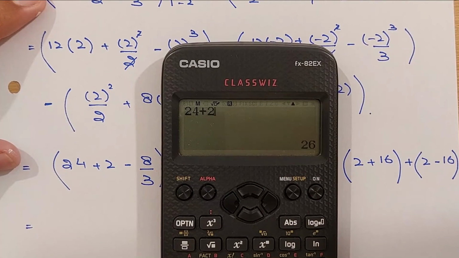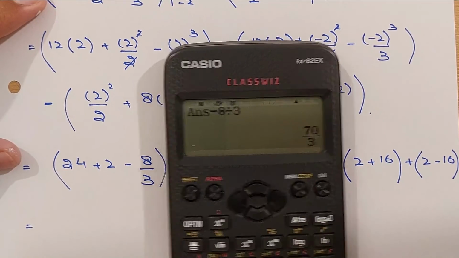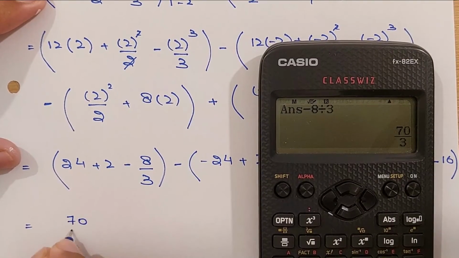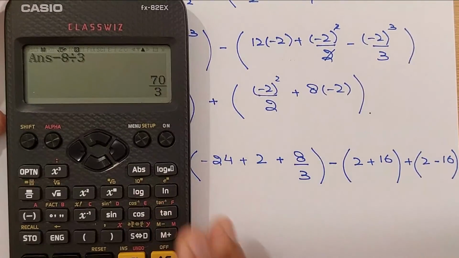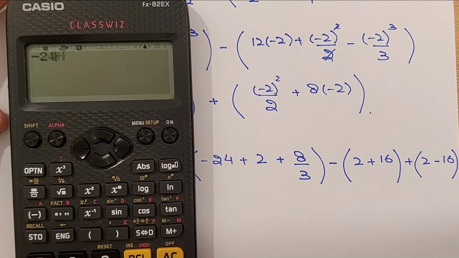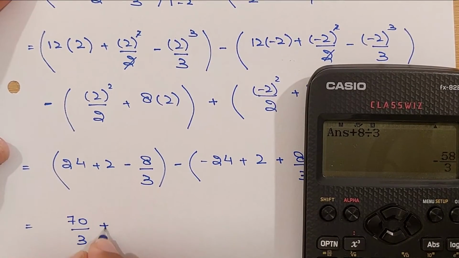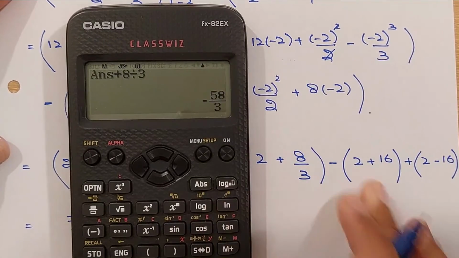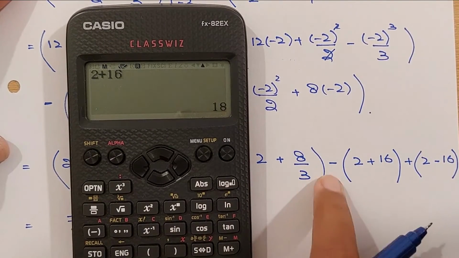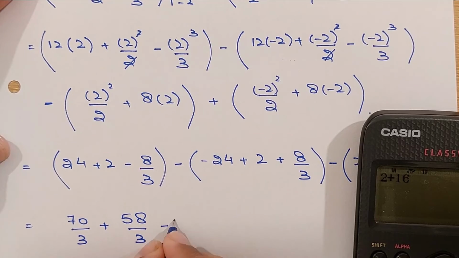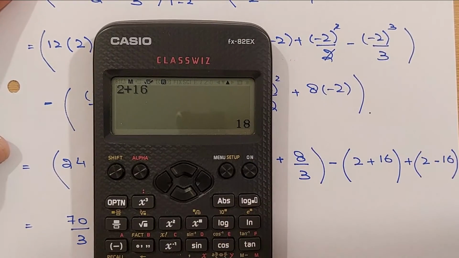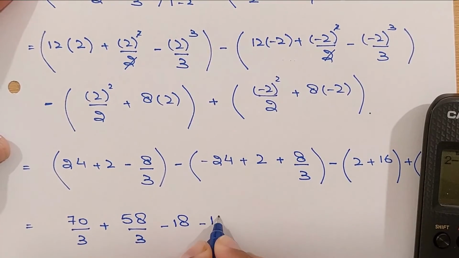24 plus 2, subtract 8 by 3. This is 70 by 3. Okay, minus 24 plus 2 plus 8 by 3 is negative of 58 by 3. And negative times negative is positive 58 by 3. And this term is 2 plus 16 and negative of 18 now. And here 2 minus 16 and negative 14.